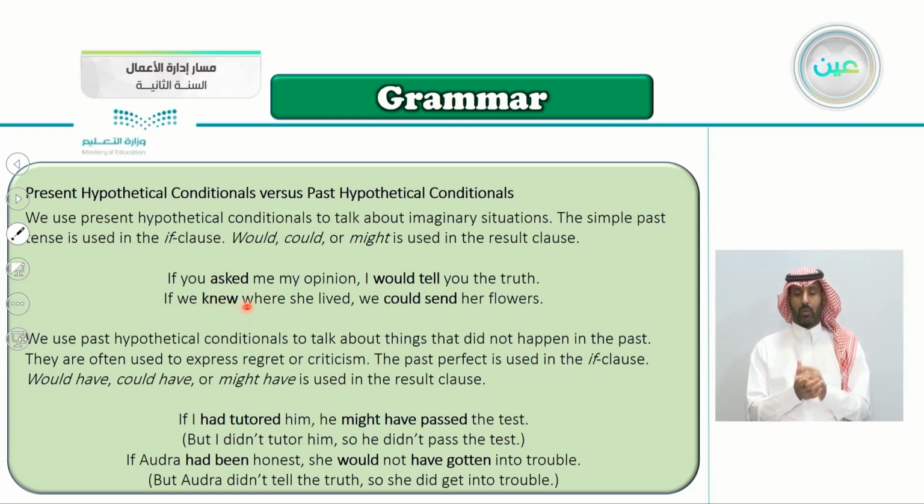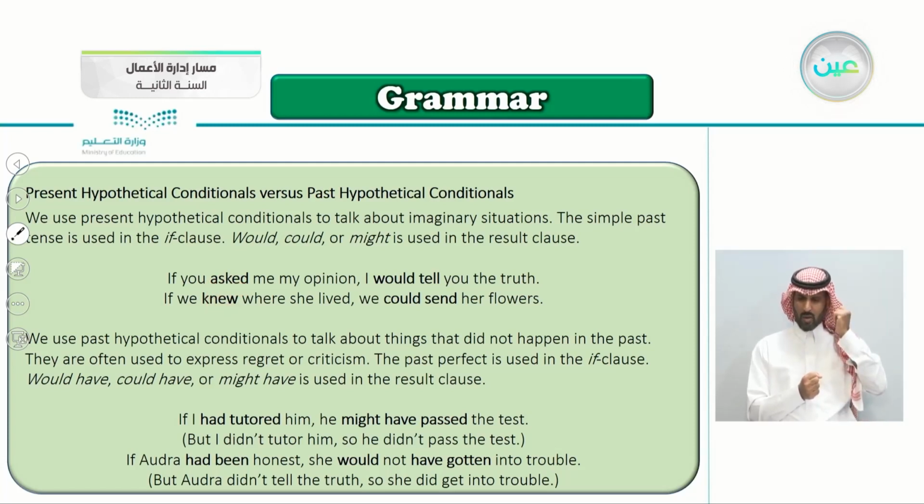If we knew where she lived, we could send her flowers. If we knew, notice here the past tense, where she lived, we could send her flowers. Notice that both these situations are imaginary, hypothetical, and notice both of them are in the present, even though we used the past tense in the if clause.